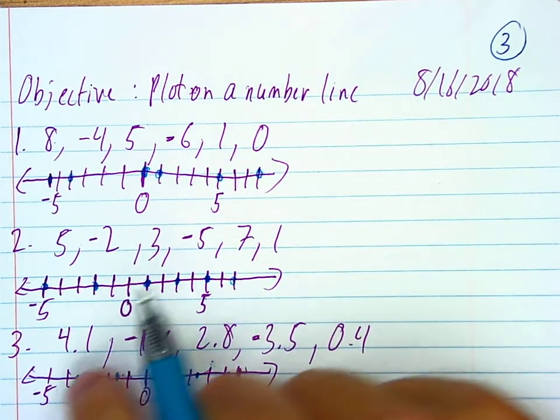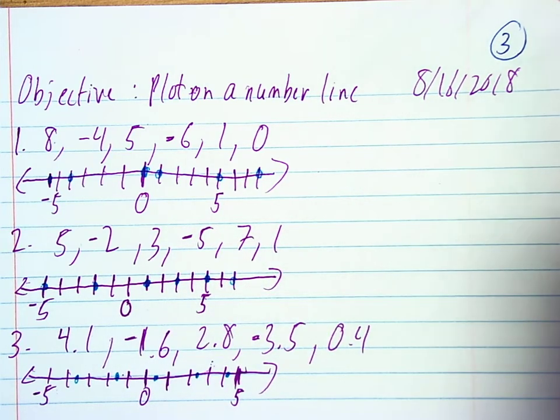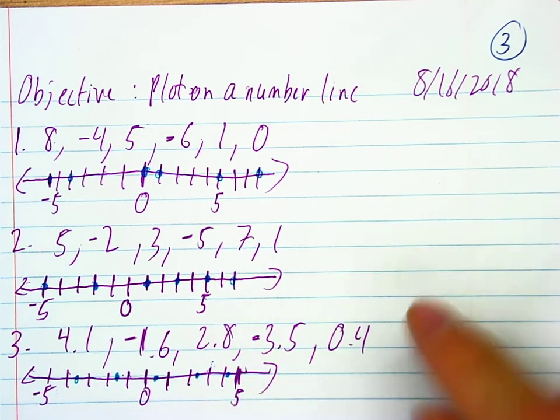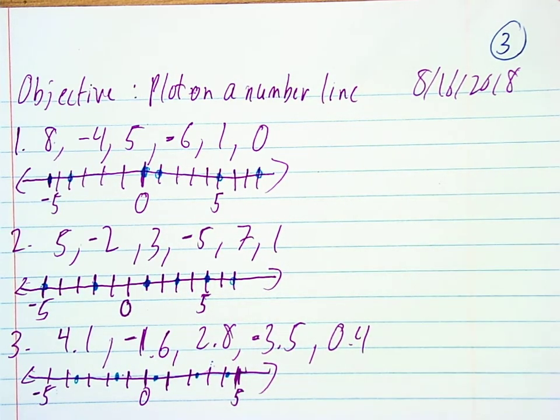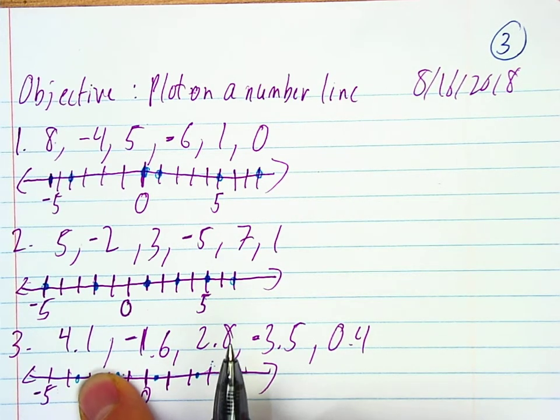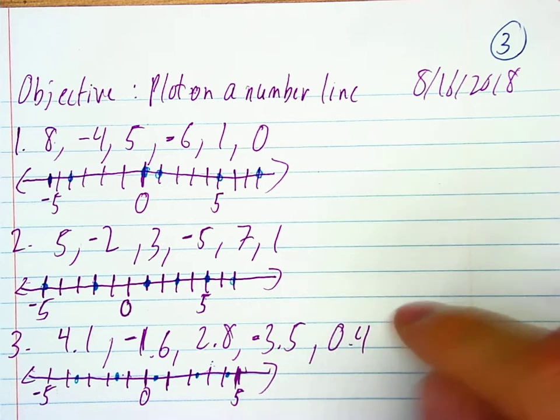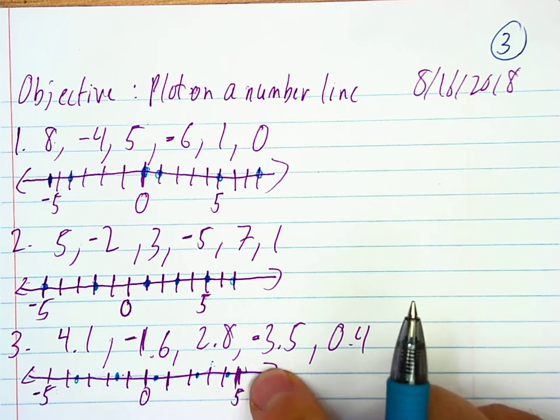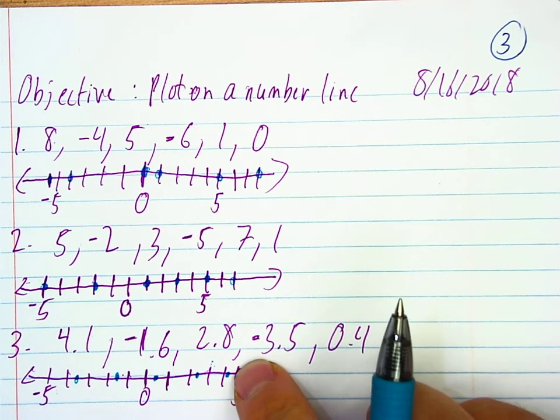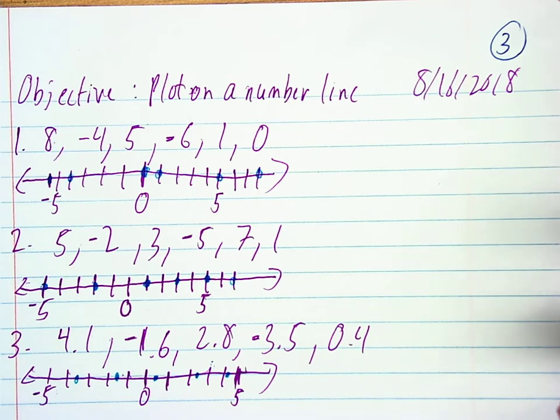You notice I didn't try to put them closer to the number that they're closest to. I just put them between the numbers. That's all I expect out of you. So I do not expect you to be putting them exactly perfectly on the number line, just between the proper two numbers. So in other words, 4.1 is closer to 4 than 5, but I did not place it closer to 4 than 5 when I plotted it here. I actually put it between 4 and 5.